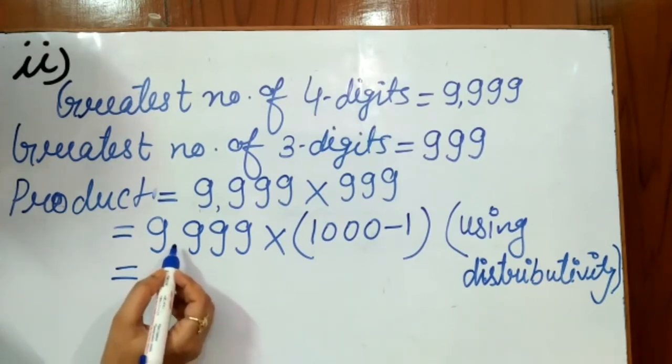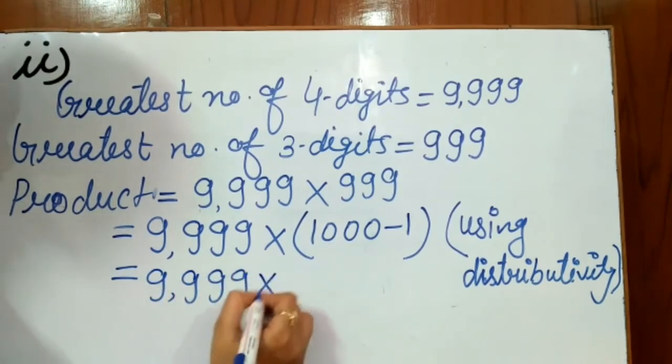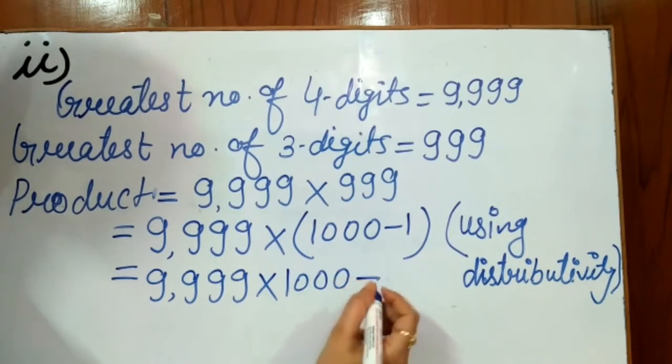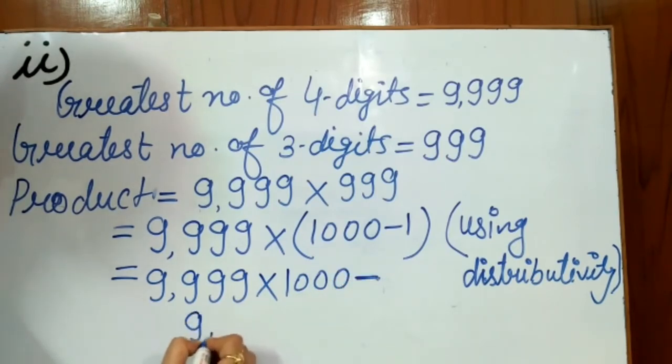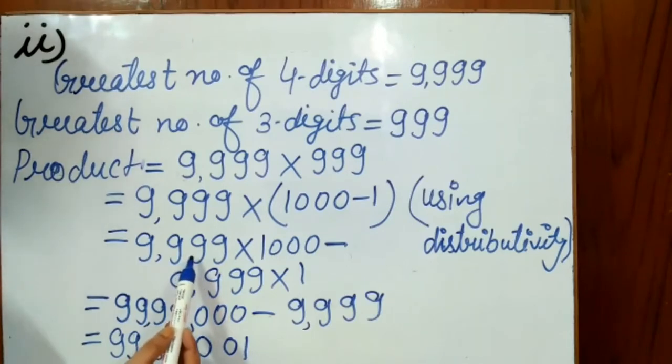Now we will distribute this number inside the bracket. 9,999 into 1000 minus 9,999 into 1. After the multiplication of these two numbers, we will get 99,99,000 minus, after multiplication of these two numbers, we will get 9,999. Now we will subtract these two numbers. After subtraction, we will get 99,89,001 and it is your answer.